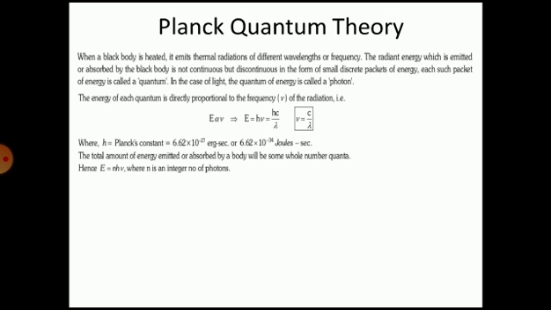Light energy in quantum form is called a photon. Each energy is considered as a small packet of energy, and that small packet of energy is called a quantum. So when we heat a black body, it emits thermal radiation of different wavelengths, and the energy it emits and absorbs is not continuous but discontinuous. It exists in small packets of energy, and that small packet of energy is called a quantum. It was given by the scientist Planck, and therefore it is called Planck's quantum theory.